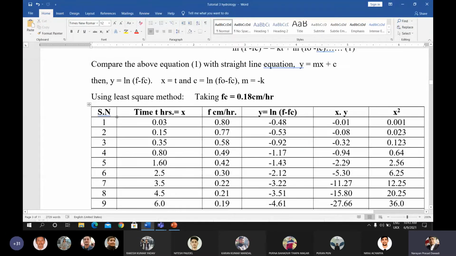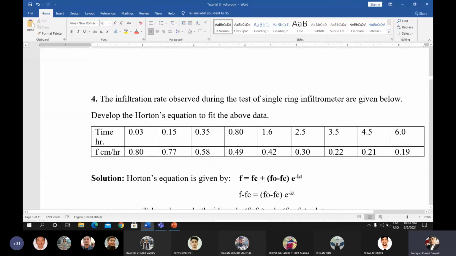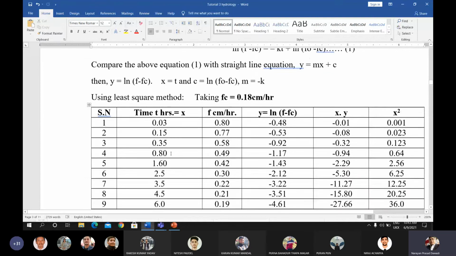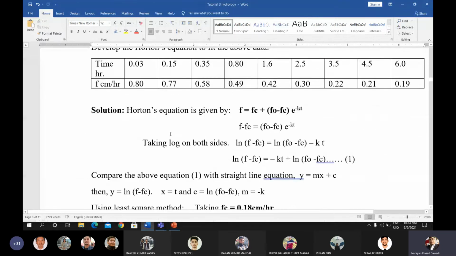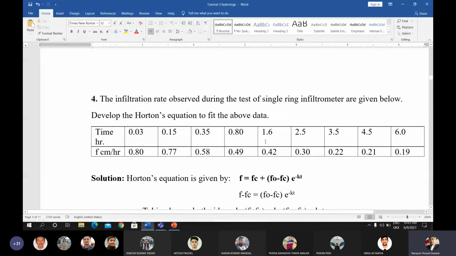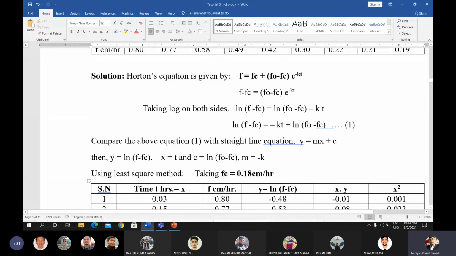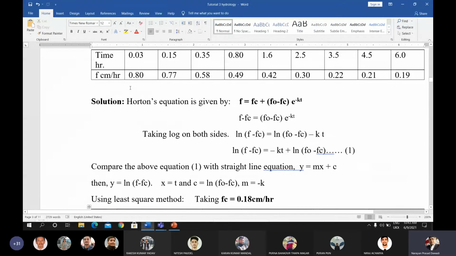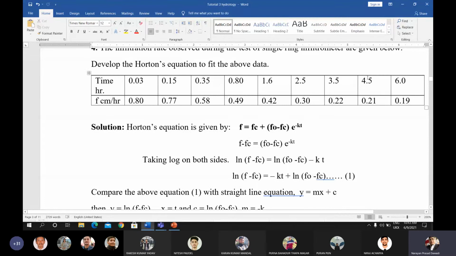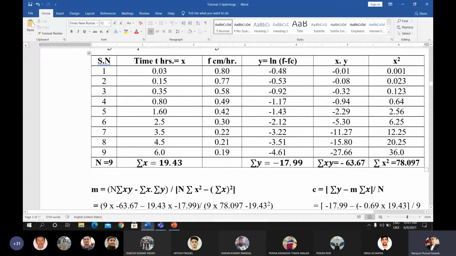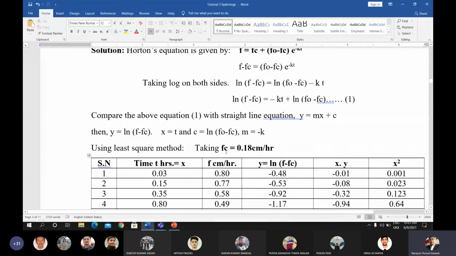Now serial numbers 1, 2, 3, 4 to 9. Put this data in tabular format: time and f value. Time is given as 0.03, 0.15, 0.35, 0.80, 1.6, 2.5, 3.5, 4.5, and 6 hours respectively. This time is plotted here. Now f is given as the infiltration rate for the respective time duration: 0.80, 0.77, 0.58, 0.49, which are also plotted here. We have to find the value of y.